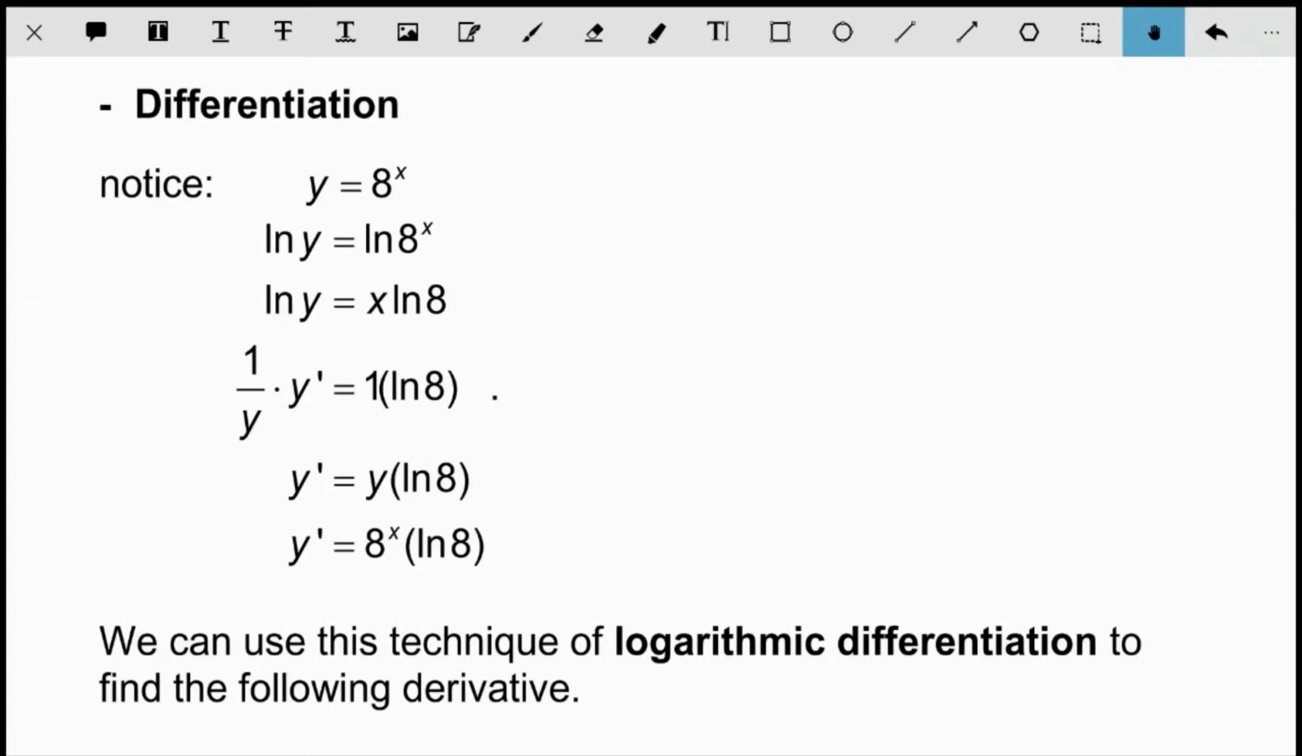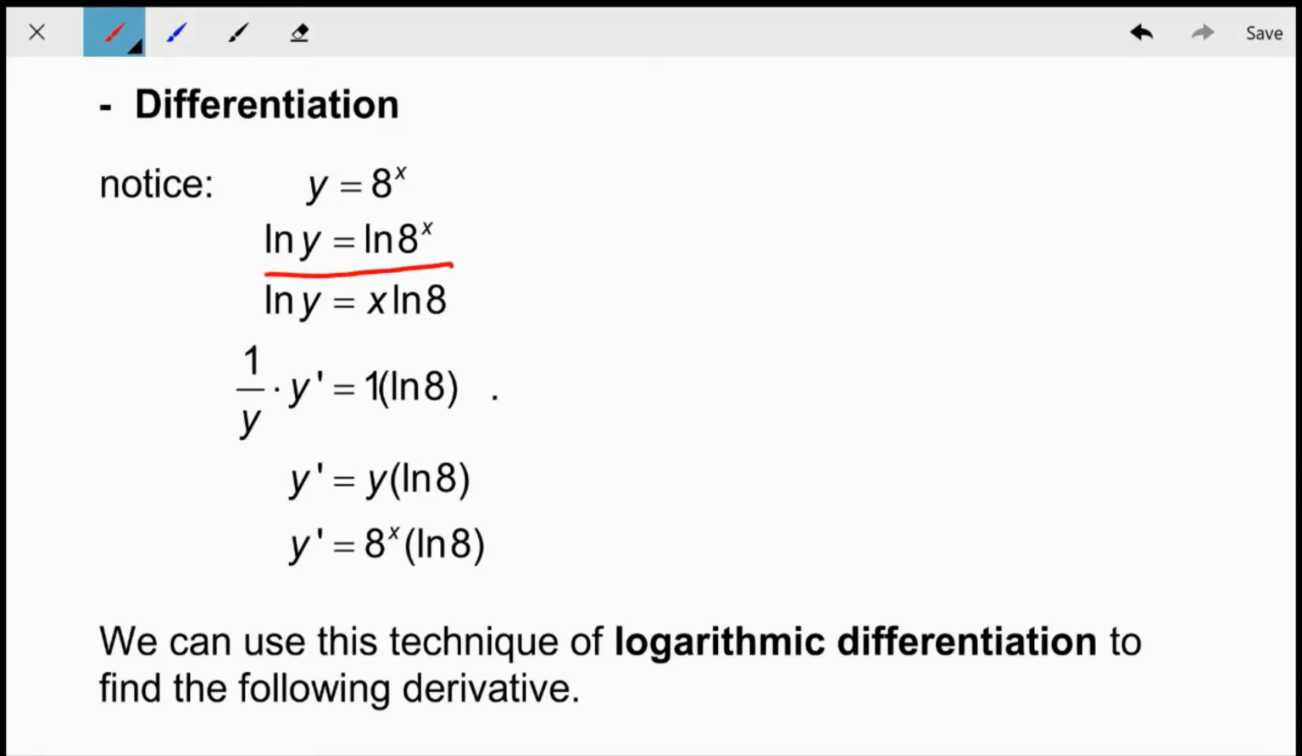So in this case, let's assume we didn't know the rule for a to the x. So the first step here is take the natural log on each side. And the reason we're doing that is we want to get rid of that exponent. So now we have natural log of y is x natural log of 8. Well, at this point, taking the derivative is really just a matter of using implicit differentiation here.